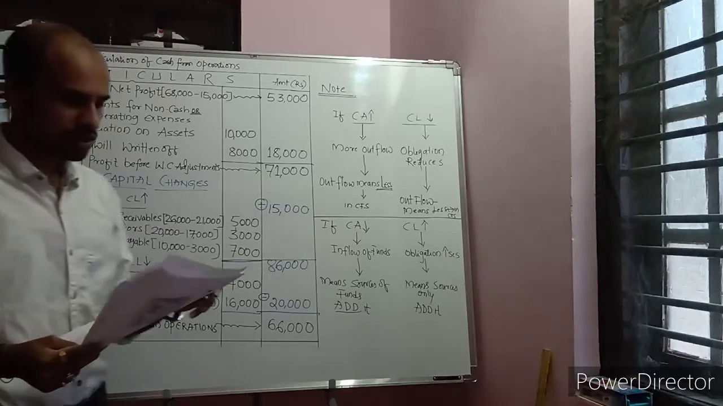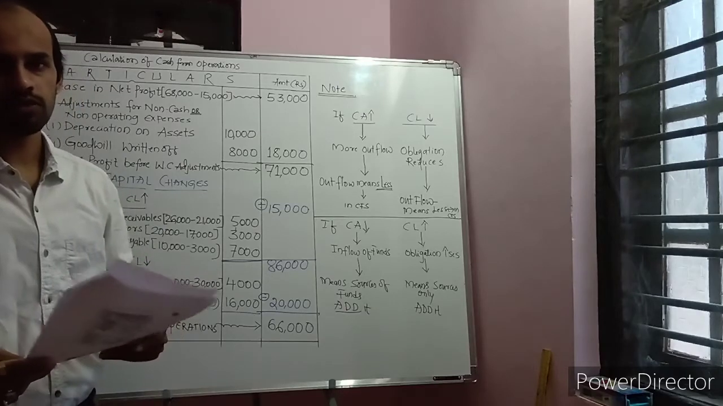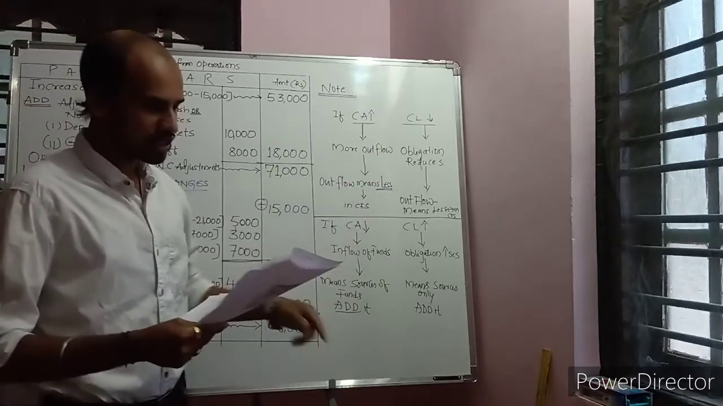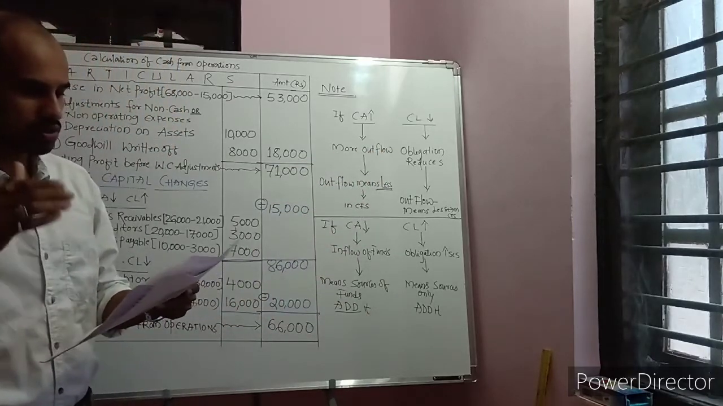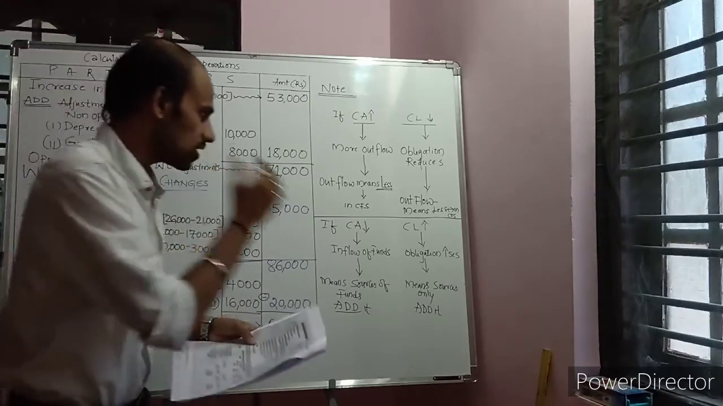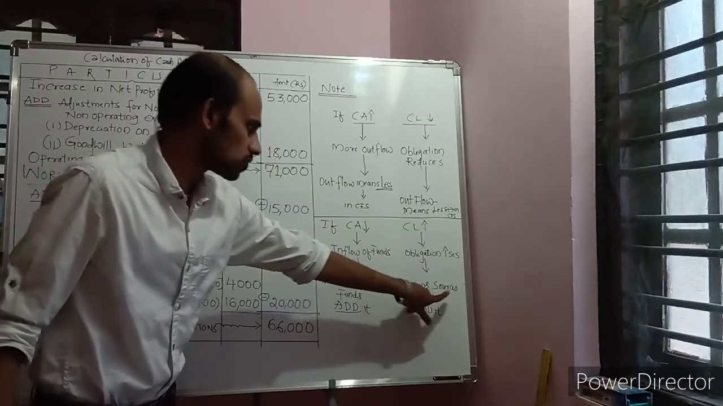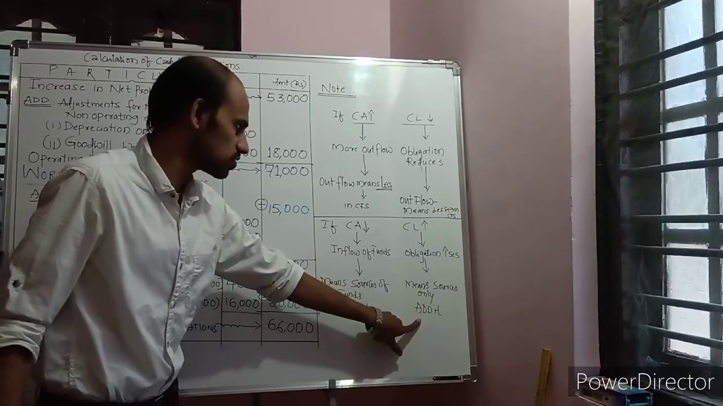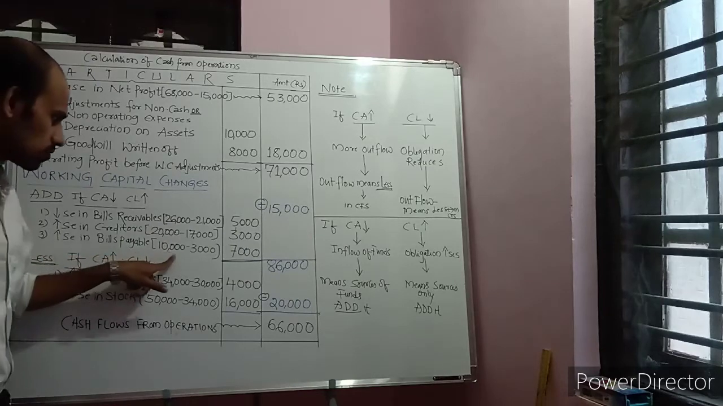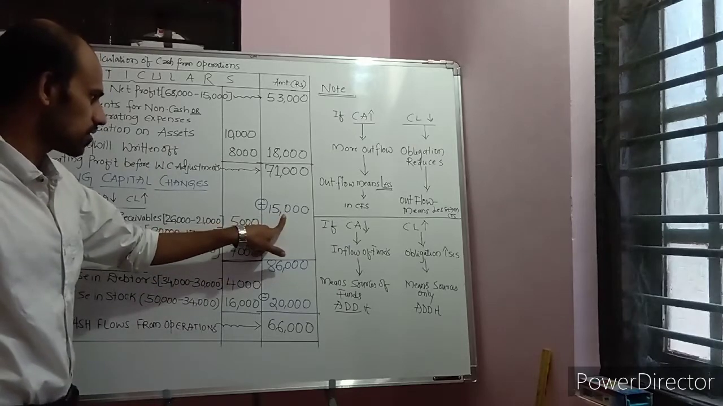Next, last one, bills payable. Bills payable value has increased from 3,000 to 10,000. Means current liability has increased from 3,000 to 10,000. When the current liability increases, it is a source only. For that reason it should be added. So right here, increase in bills payable, 10,000 minus 3,000 equal to 7,000. Altogether it will be 15,000.